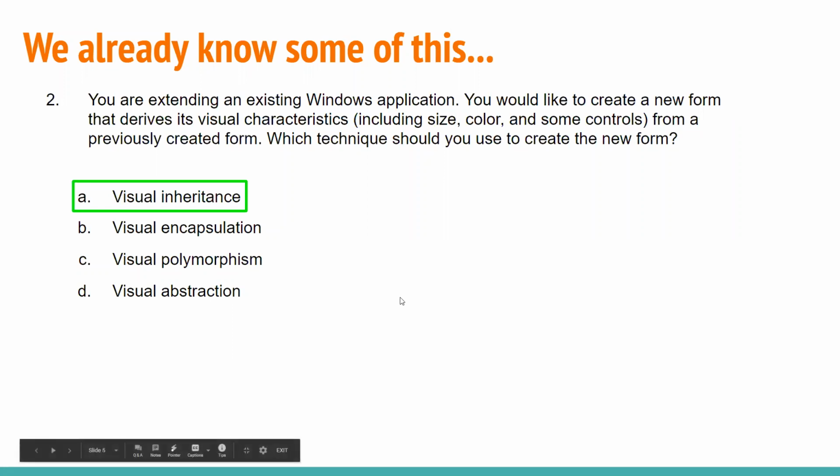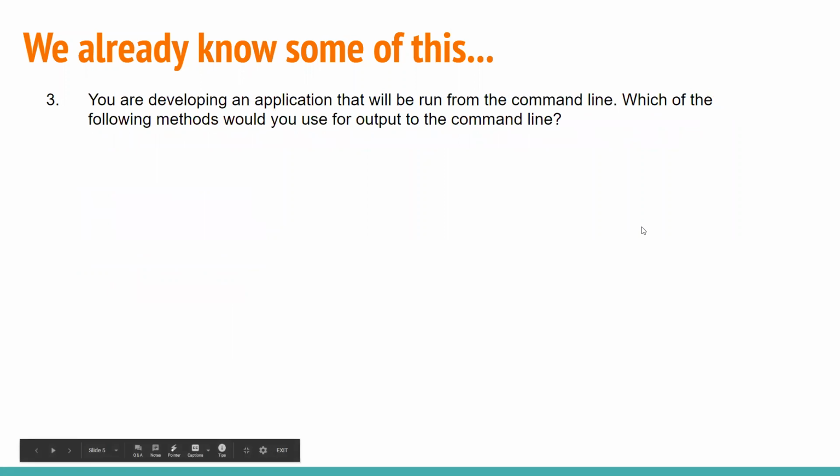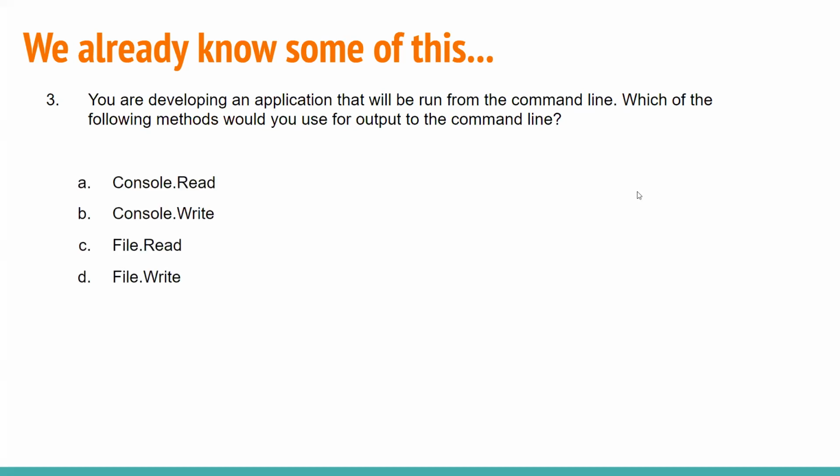And that's not the only one you should know. There is another. So another question that you should know at the end of chapter 5, you are developing an application that will be run from the command line. Which of the following methods would you use to output to the command line? Forgive the grammar, I'm not sure I copied this exactly. Okay, so which of the following commands would I use to output something to the command line?